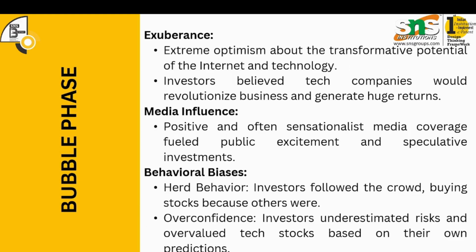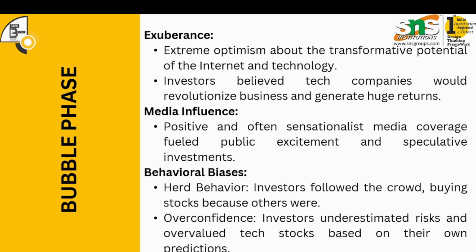The second phase is the bubble phase. Here, the phenomenon of exuberance was observed. People were highly optimistic about how the internet and technology are going to become transformative. They believed that these tech companies would revolutionize business and they would be that class of companies who would create huge returns. Also, media had a highly positive and sensational influence, which fueled excitement in the public, and they made a lot of speculative investments. There were behavioral biases that were observed during this period in the likes of herd behavior, because many started investing in technology stocks.